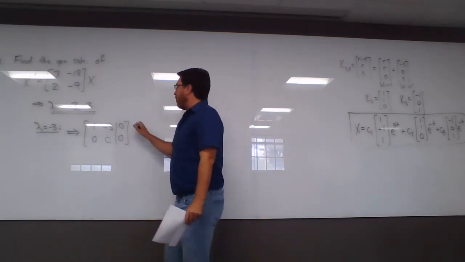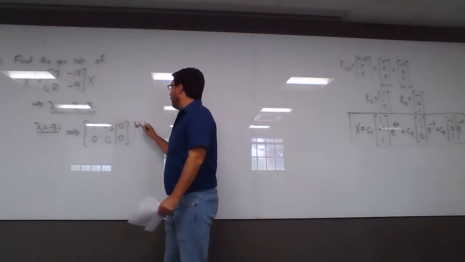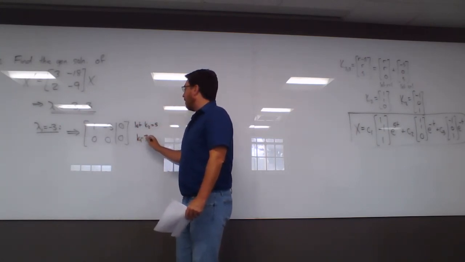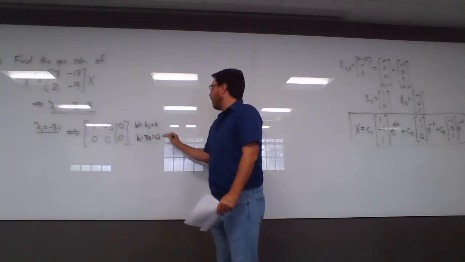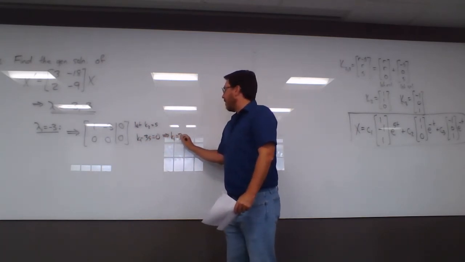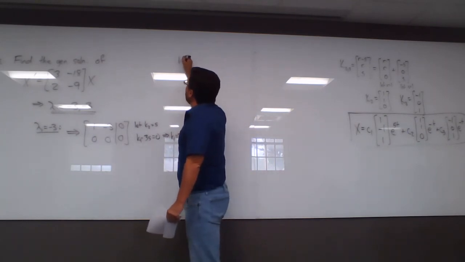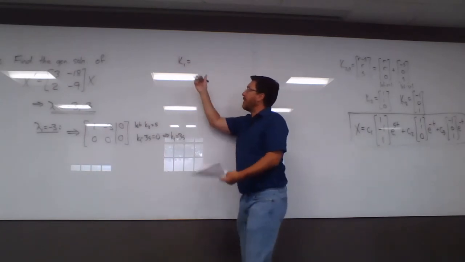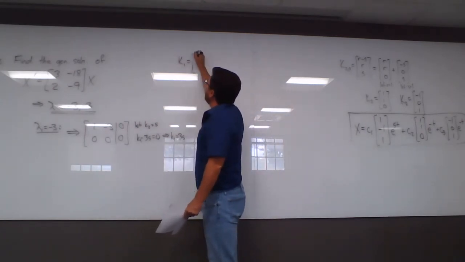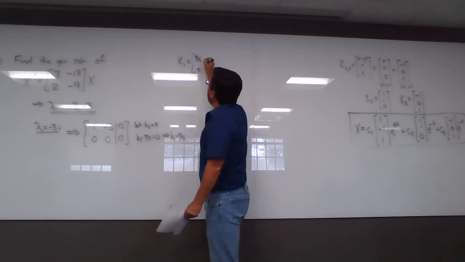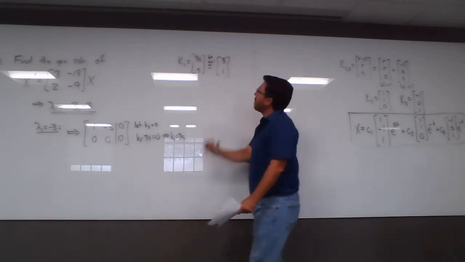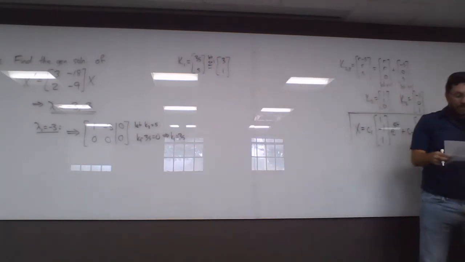All right, let K2 be equal to s. K1 minus 3s is 0, so K1 is just 3s. I get a first eigenvector that's just 3s and s, or just 3 and 1, if I let s be equal to 1 there.